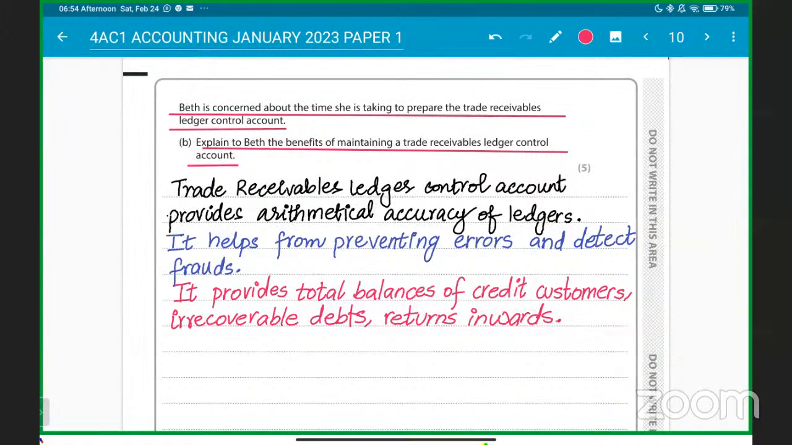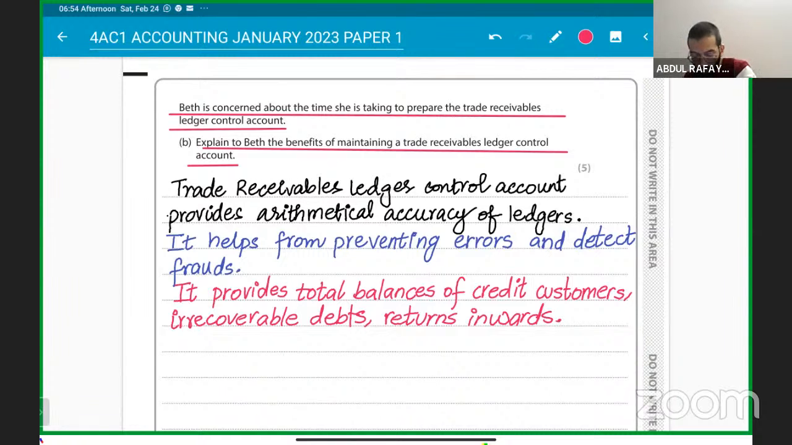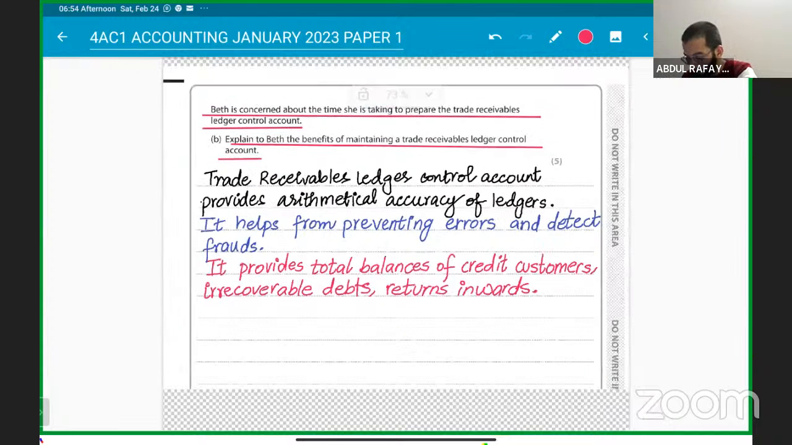It helps to detect fraud. It will give us the total value, the arithmetical accuracy, and provide total balances as well. So maintaining it will provide us more benefits. These are enough points: 1, 2, 3, 4 marks. You can easily get 4 to 5 marks by writing this. Try to explain it further as well. Understanding? Clear on this?